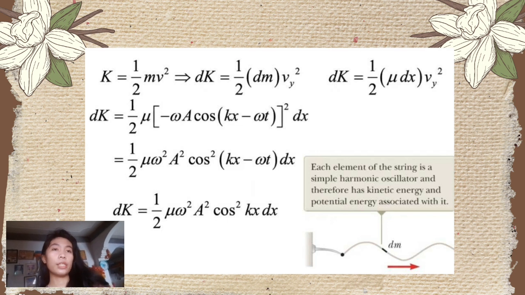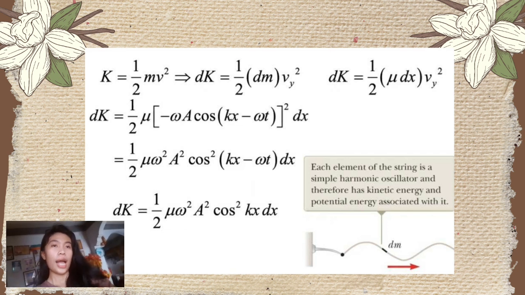If we just look at a small portion of the mass, dm, dK is equal to 1/2 dm vy squared. Remember that it's going up and down in the y direction. So what is the mass? The mass is the mass density times dx, the small portion of x, so dK is equal to 1/2 mu dx vy squared. Then we substitute vy: 1/2 mu times (minus omega A cosine(kx minus omega t)) squared dx, which is equal to 1/2 mu omega squared A squared cosine squared(kx minus omega t) dx.